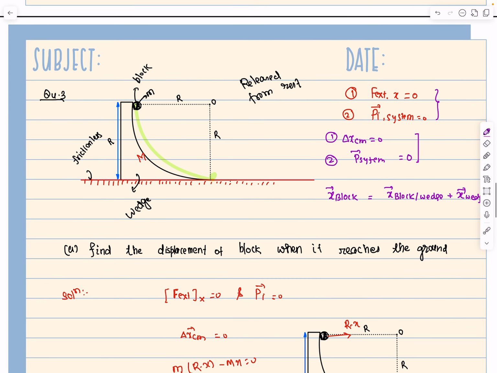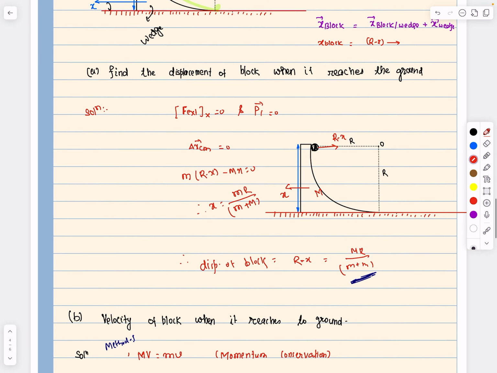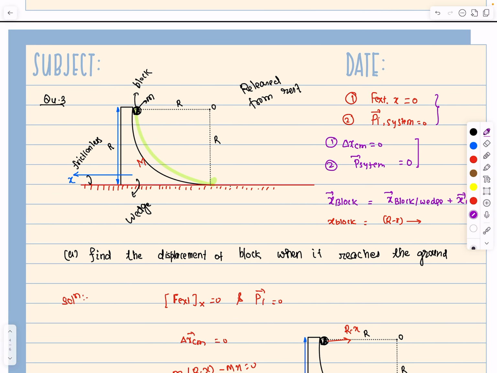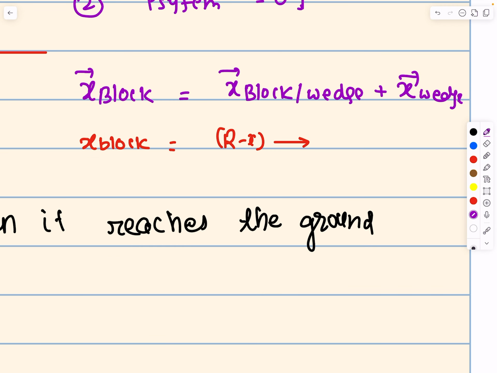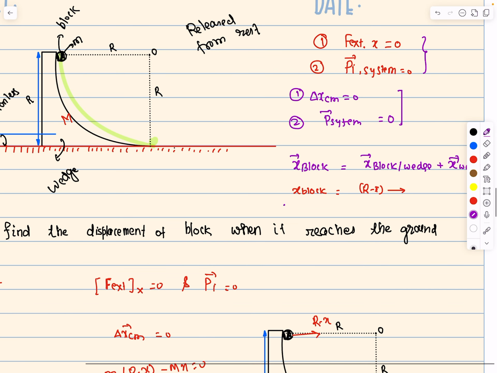Okay, so if I assume the wedge has displaced by x amount in the backward direction, then the displacement of the block we can write as r minus x in the forward direction. Now we can use these equations: m1 delta x1 plus m2 delta x2 equals 0. If I use it here, the wedge mass is given as M into x with a minus sign, plus small m into (r minus x) equals 0.